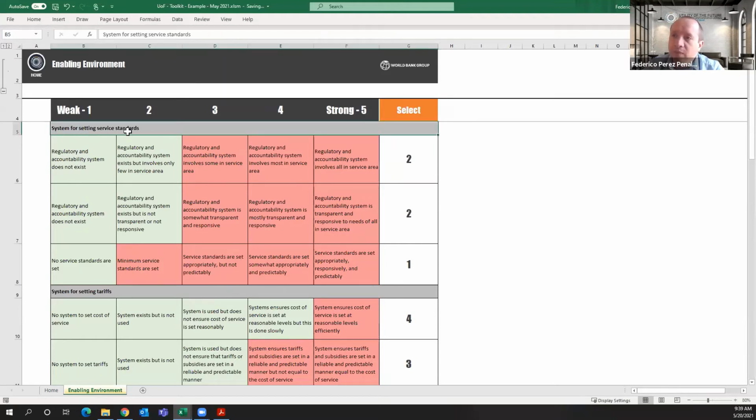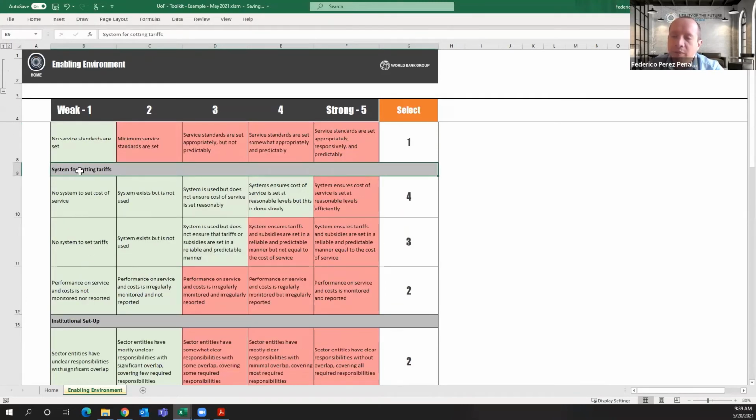And we measure the system for setting service standards, the system for setting tariffs, for example. Just thinking there is not any system in your utility or in your country to set tariffs, you select level 1. Or maybe the system is used, but that does not ensure that tariffs and subsidies are set in a reliable and predictable manner. No? Maybe you are at this level, so you just have to select number 3.